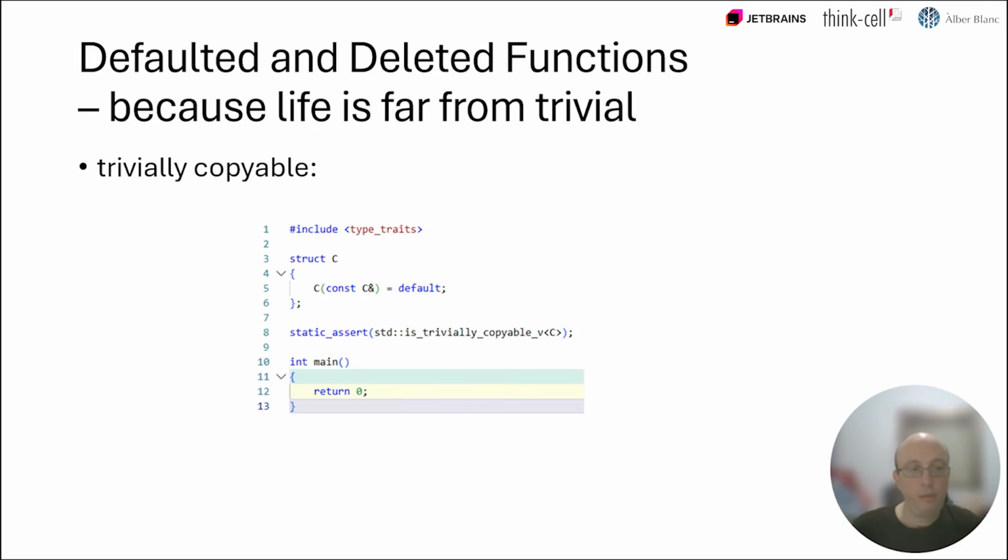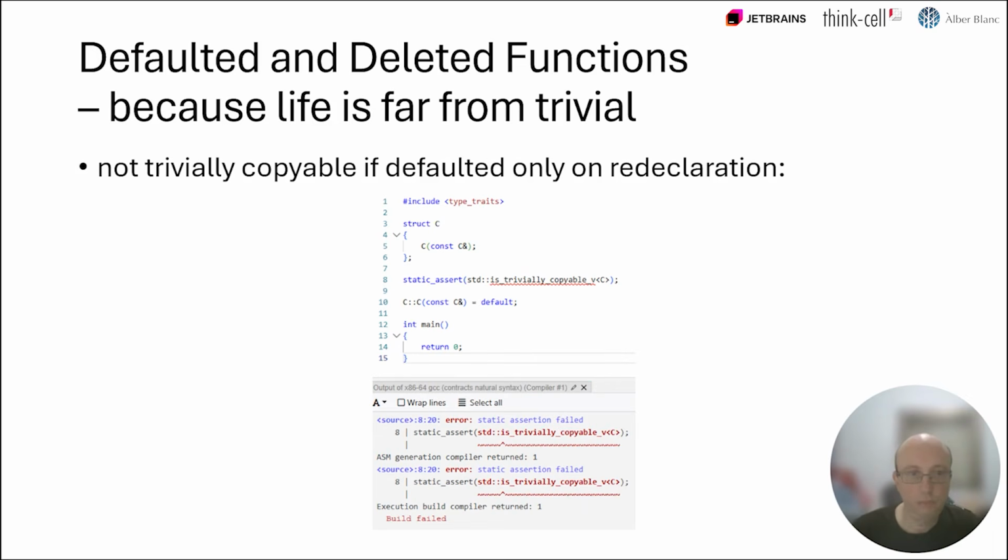As a simple example, we can see here a struct which has a defaulted copy constructor. And you can see that we can statically assert that it's indeed trivially copyable. Furthermore, we can see here that this only holds if the function is indeed defaulted on its first declaration. In our case here, it is defaulted, but on a second declaration. In the class header itself, it's not defaulted. Therefore, even in this case, it's already not considered trivial.